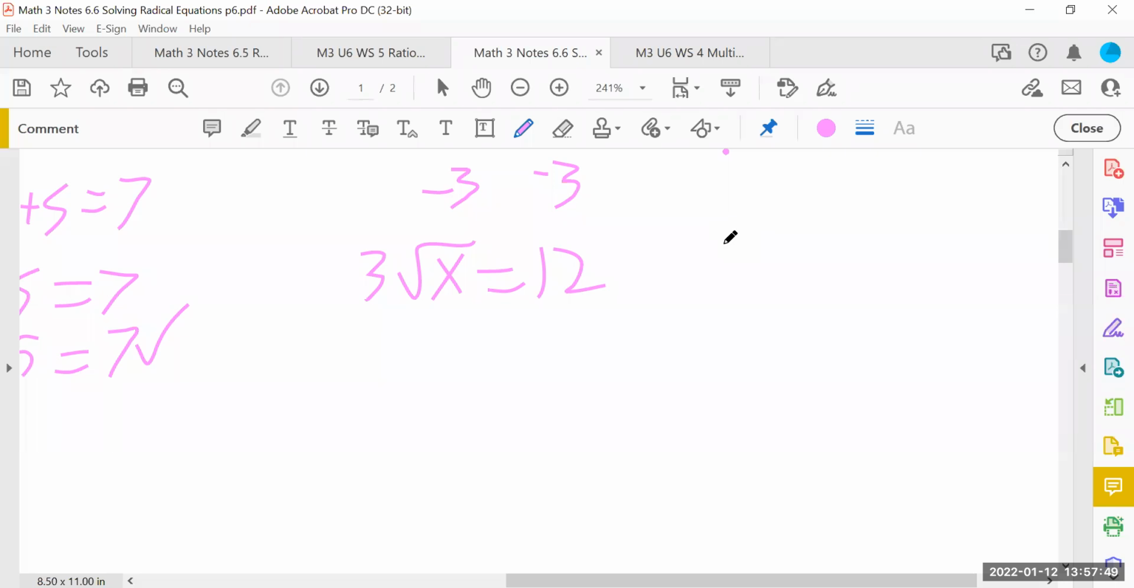When you're solving, solve in the opposite order of operations. No, because the 3 is on the outside. If you want to get rid of the square root before you get rid of the 3, you can. And I'm going to show you a problem like that next week.